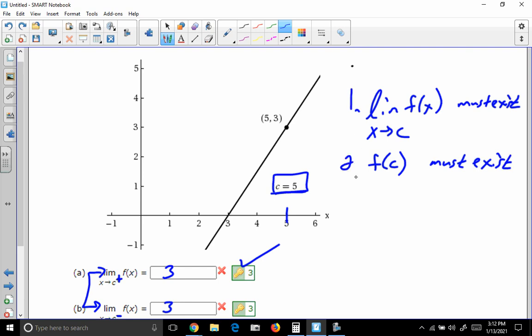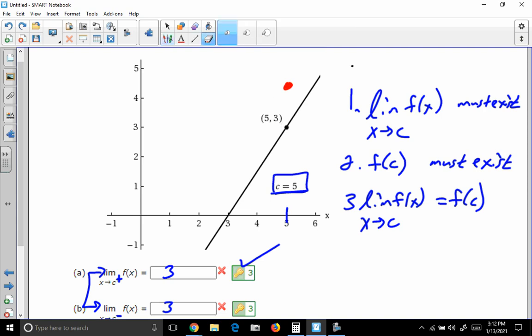And the limit as x approaches that number has to be the same as the value of the function. So what do I mean? Well, let's look by counterexample. If the limit exists, but the function is not at the same location. So for example, if we put an open circle here, the limit exists. From both sides, we're approaching the same location, but that's not where our point is. This would not be continuous because we would have a hole, a gap in our line.